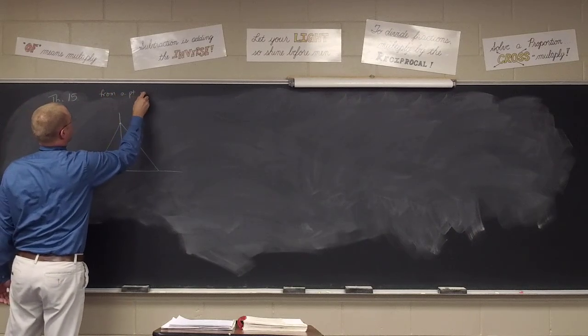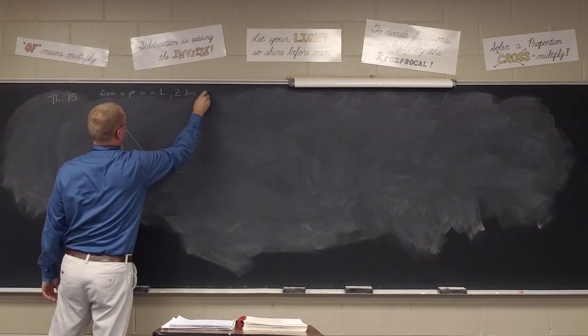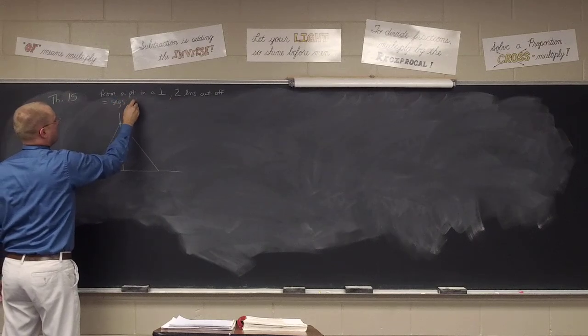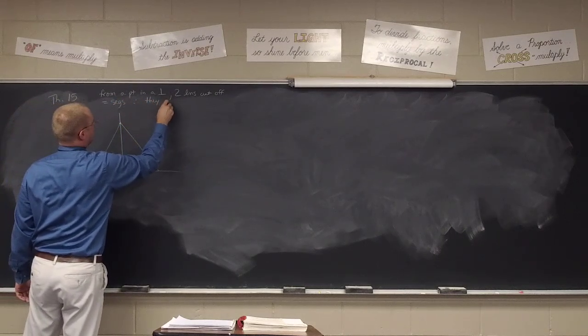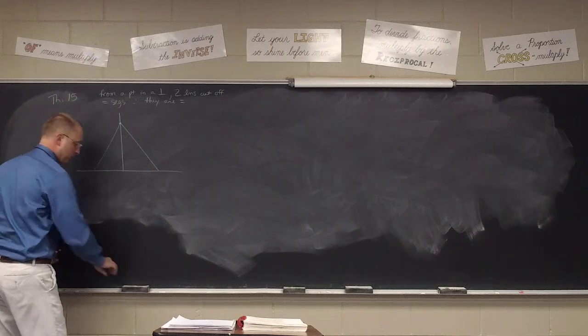From a point in a perpendicular, two lines cut off equal segments. Therefore, they are equal. That's how we're going to shorthand this. From a point in a perpendicular, two lines cut off equal segments. Therefore, they are equal.